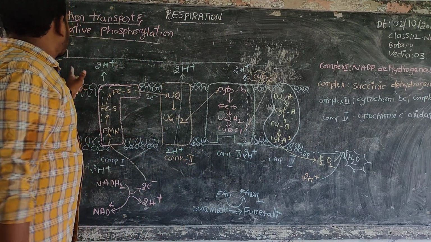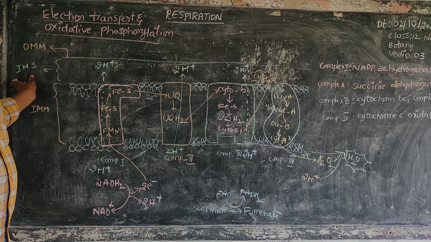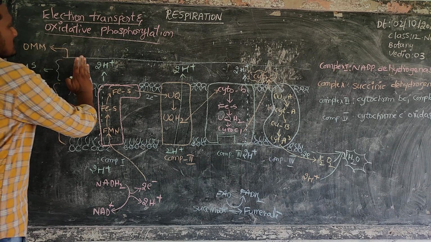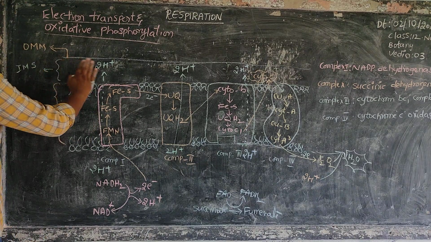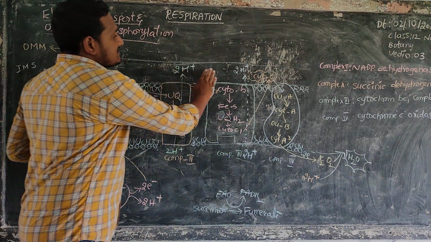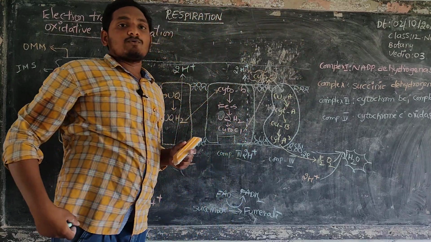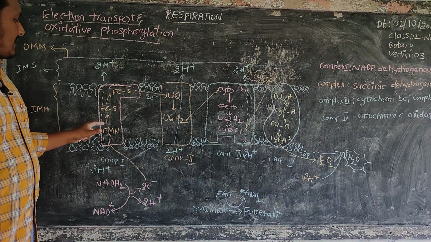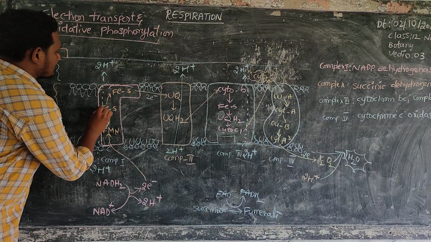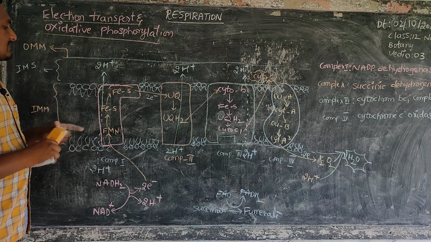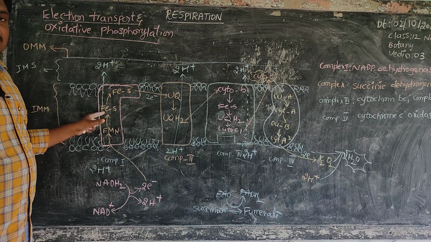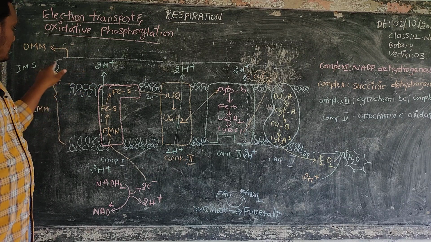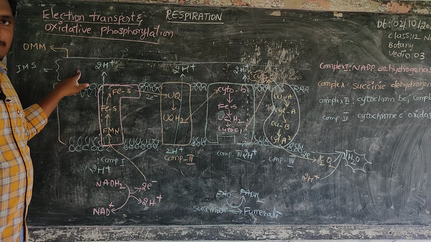So what is the inner mitochondrial membrane space? It is the space between the outer membrane and the inner membrane. In this space, protons accumulate at three places. One place is during the passage through the first complex. Electrons travel through it, and a pair of protons is given out to the intermembrane space.